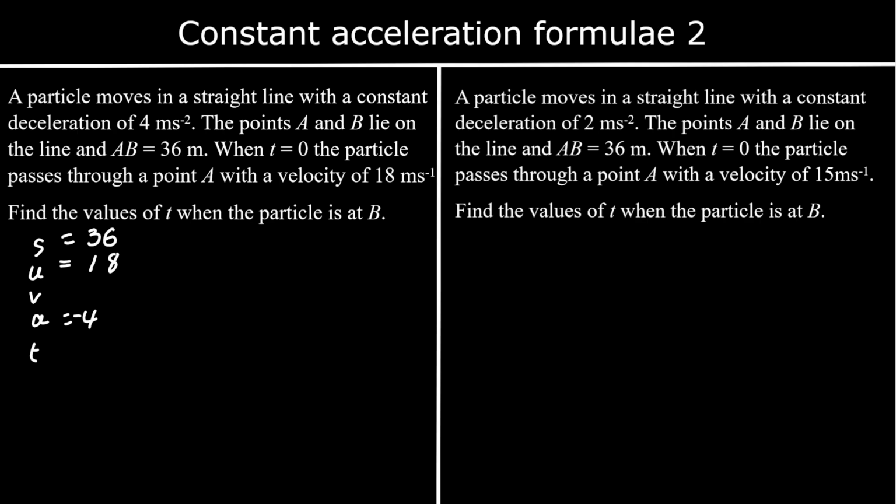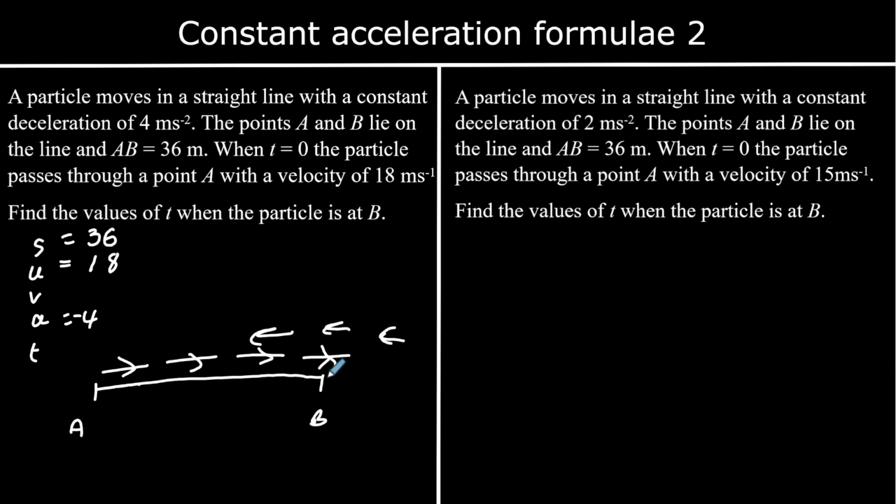So what's going to happen here? We've got A and B on a straight line. It's decelerating, so it's moving in this direction. It's moving along in this direction, but because it's decelerating, eventually our velocity is going to turn negative and it's going to come back again. So there's going to be two values of time when it's at B. So it's going to be moving forwards, and it's going to turn around and move back again.